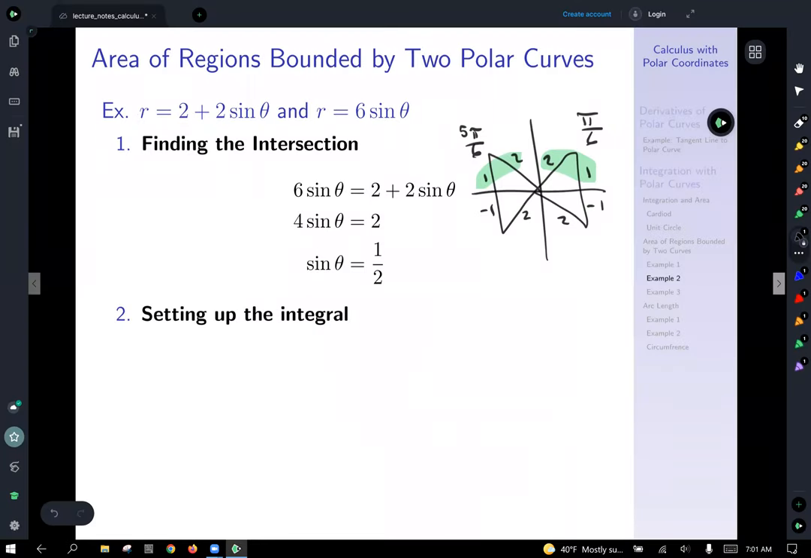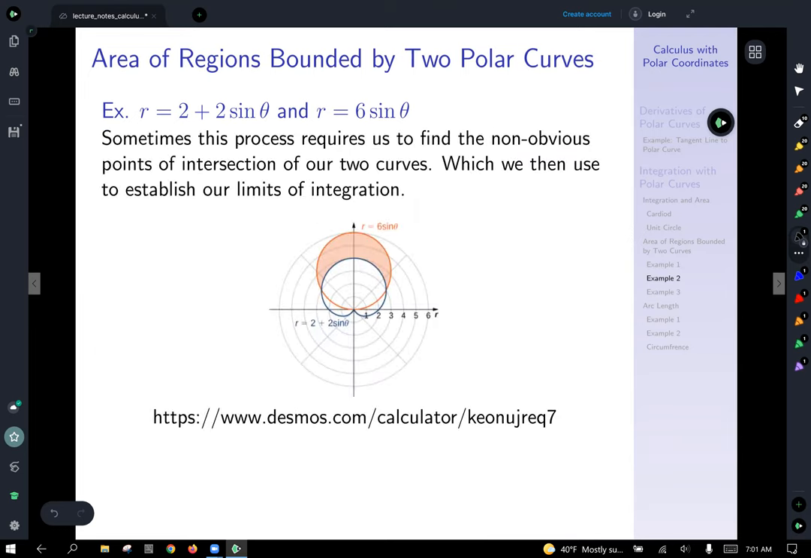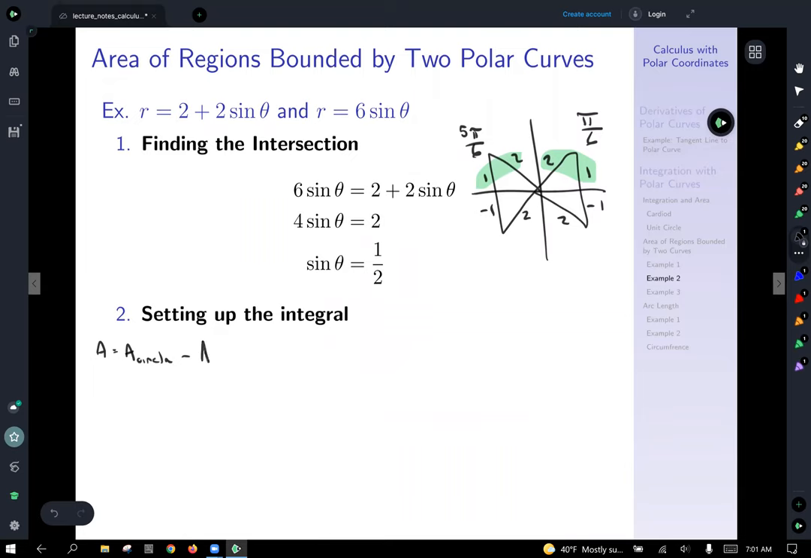Now it's time to calculate this integral. So let's do it. Our setup is going to be the area that we want. The trapped region is going to be the area trapped by our circle minus the area that's trapped by our cardioid. We could get cutesy and write that as area of heart, but I've already done it, so we'll leave it that way. Okay, so what are we going to get when we write this out?